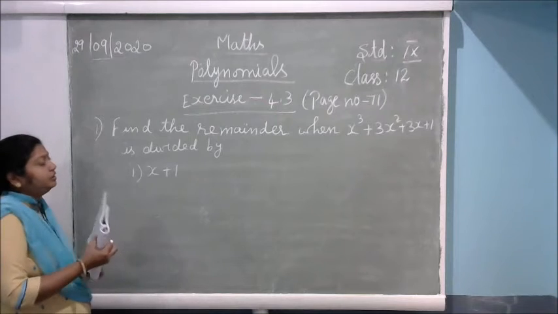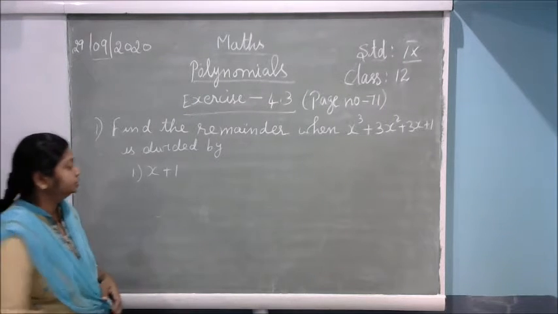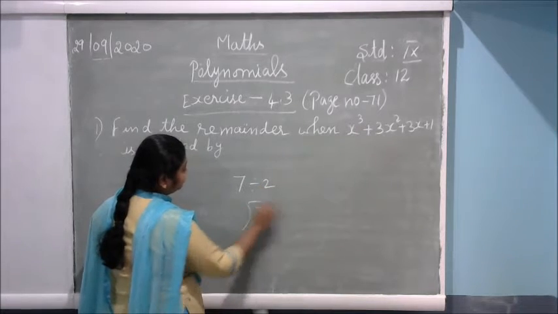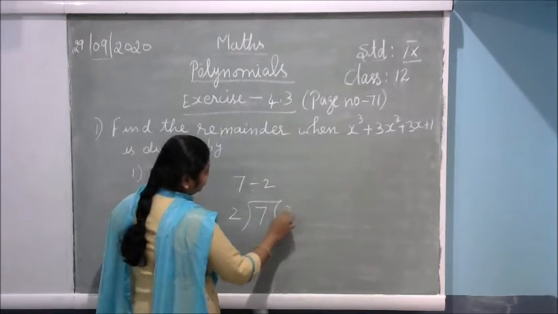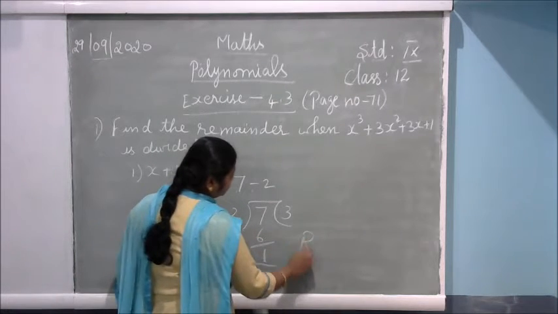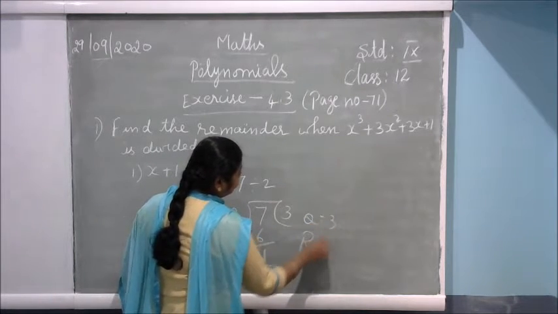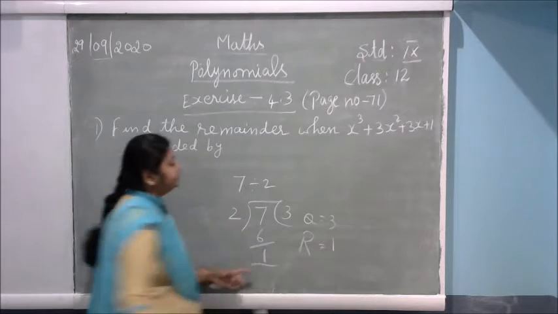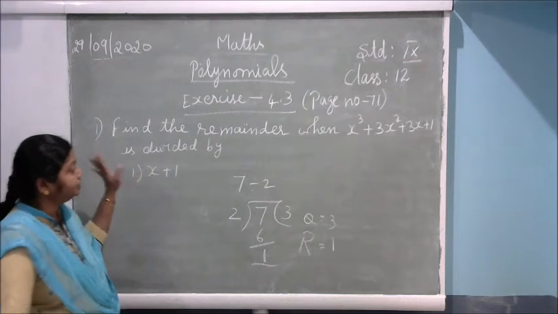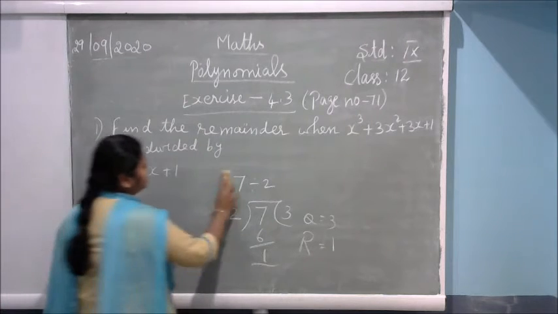Remainder. Usually, how do you find the remainder? Say, 7 divided by 2. 3 twos are 6. What is the quotient? The quotient is 3 and the remainder is 1. In this same way, you have to find the remainder in the given equation.